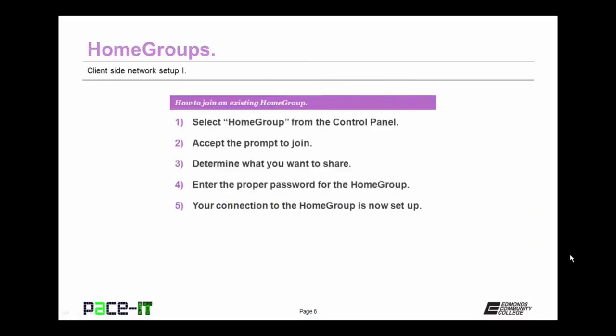So once a home group is created, how do you get other PCs to join it? Well, you select the HomeGroup utility from the Control Panel. If a home group has already been created, you will get a prompt to join it. Then you determine what you want to share with the home group. Then you enter the proper password for the home group. Remember I told you to write it down earlier? Home groups are now set up.